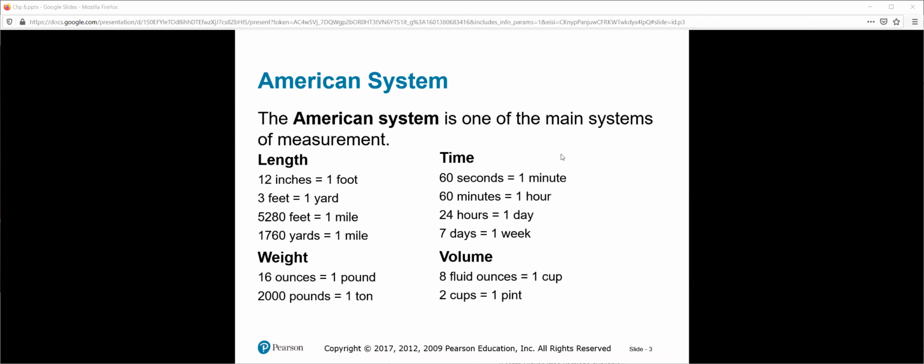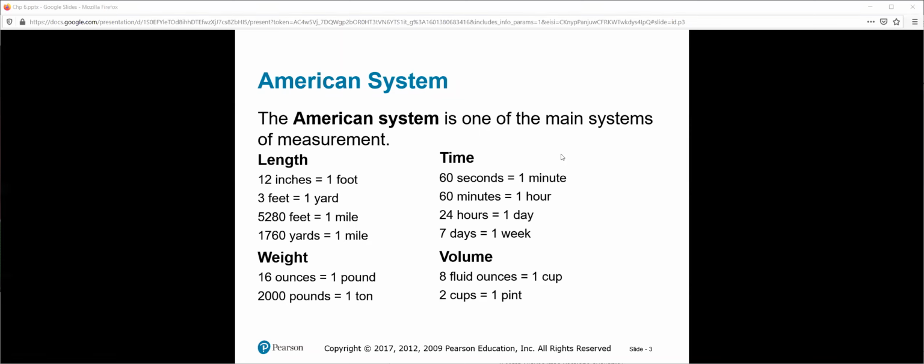Length in feet, inches, yards, miles, what have you. Weight in ounces, pounds, and tons with one O and no E. So, volume in ounces, cups, pints, going on to gallons, etc., like that.